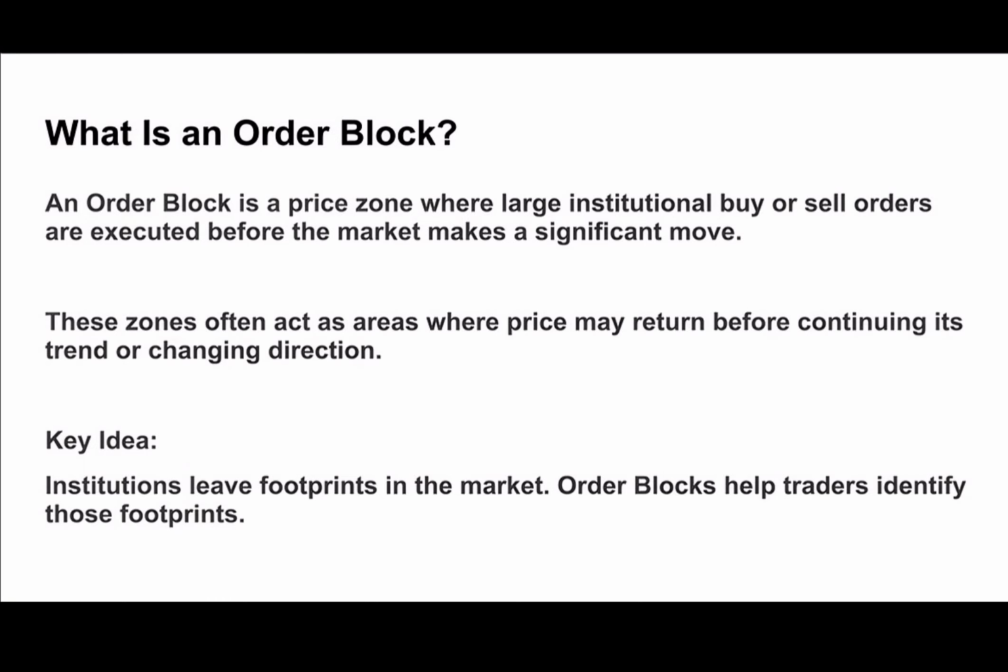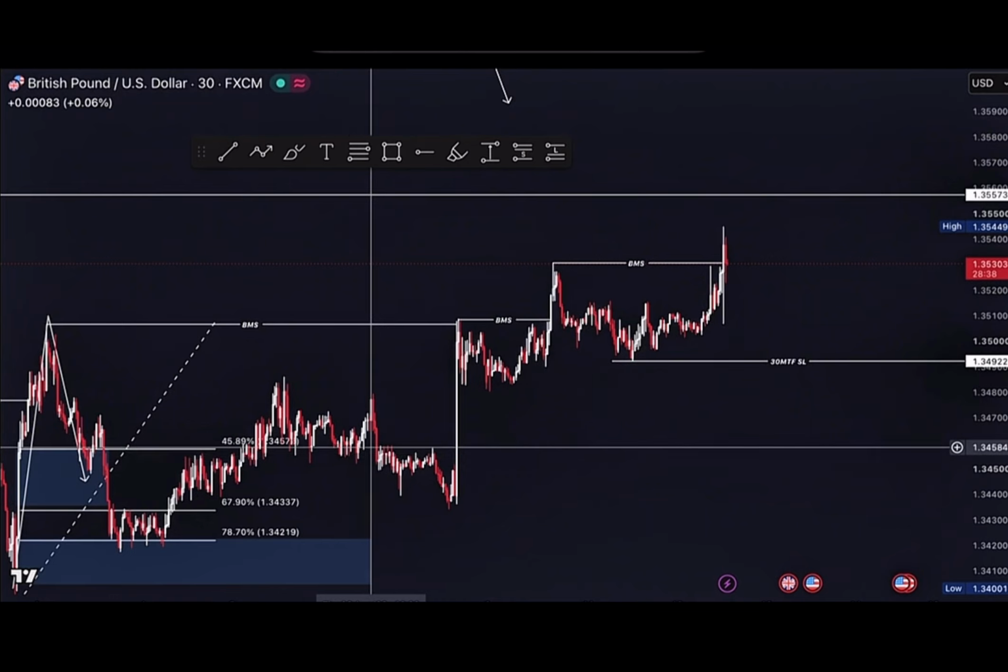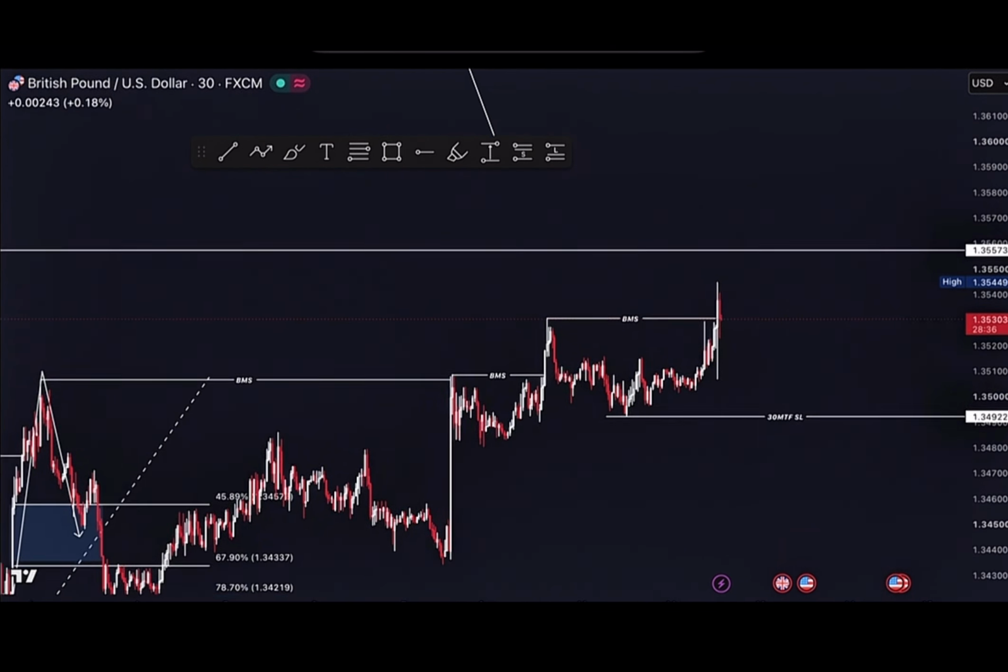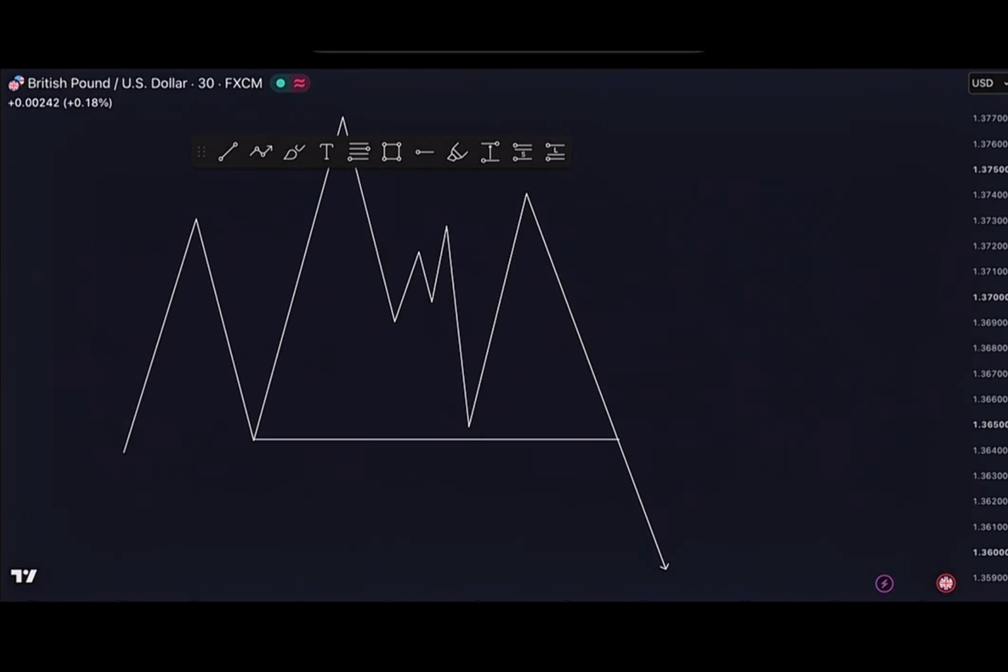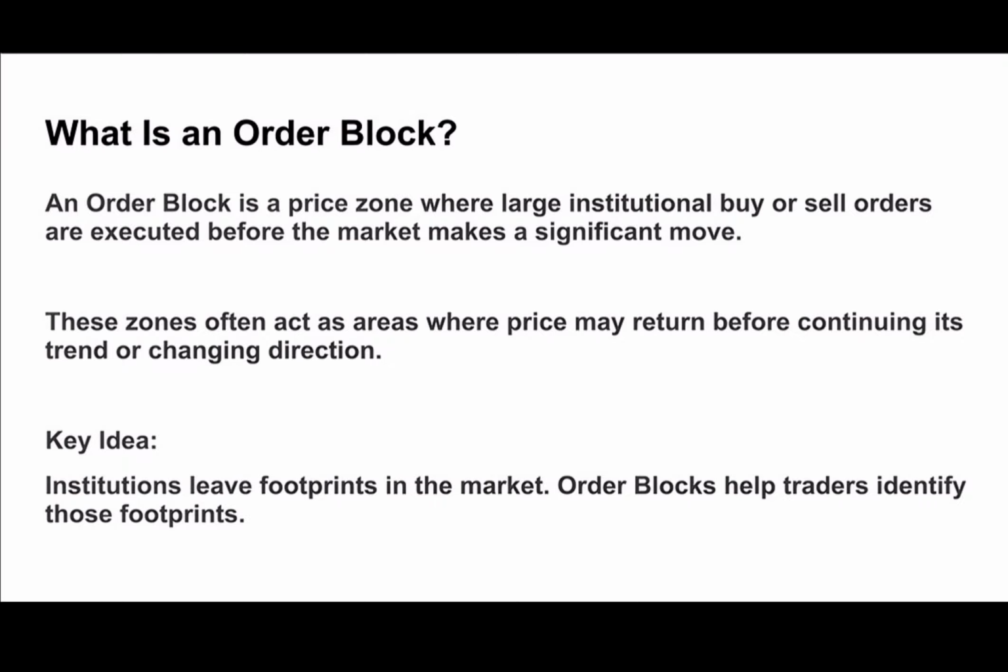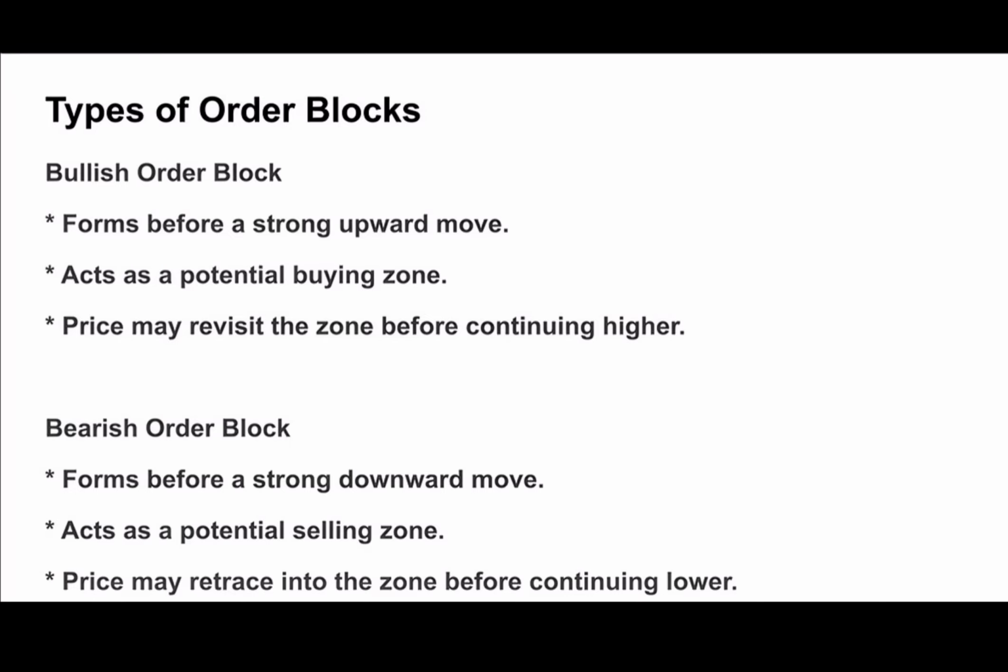Like I said, it might continue the trend just like we have here, or it might change the direction just as I've explained in this area. Okay, that being said and done, let's know the types of order blocks that we have.